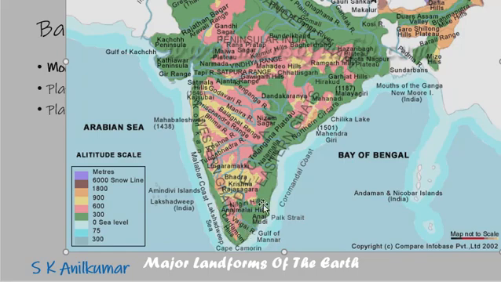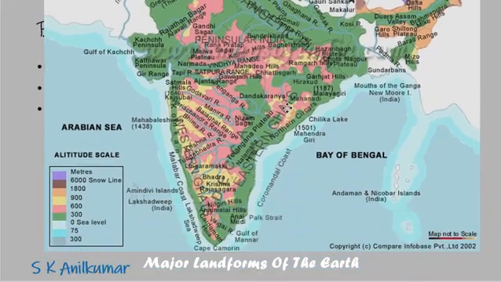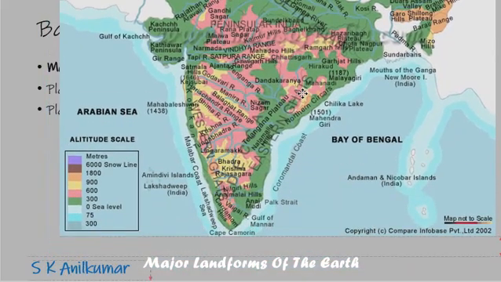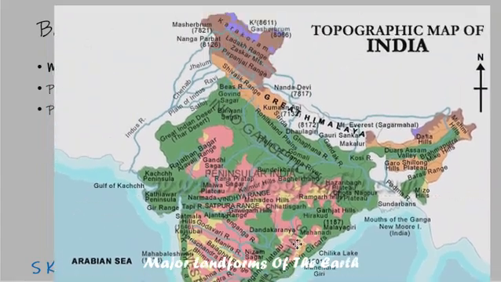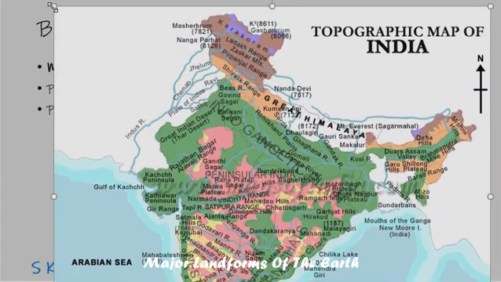The Ghats meet at the Anamalai Hills, Nilgiri Hills or Palani Hills, where Ooty, Coonoor and all are, and Kodaikanal. All these hill stations are on the junction of the Eastern and Western Ghats. So you have different types of mountains and different types of landforms. All these are there. This is a topographic map of India.